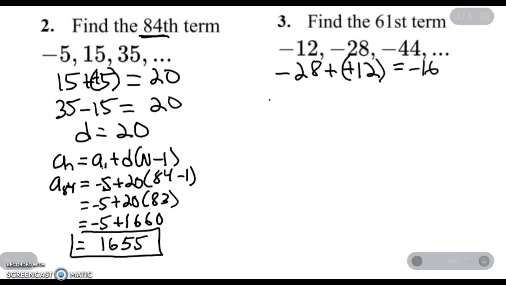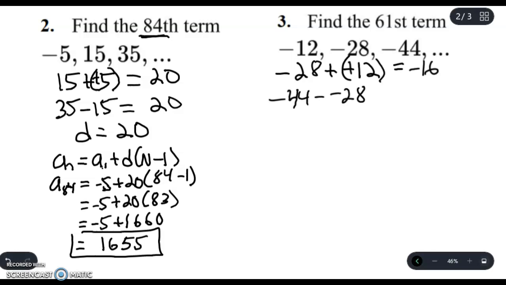All right, now we're going to do the third minus the second. Same change change. And that's going to get us a negative 16 too. So our common difference is negative 16.